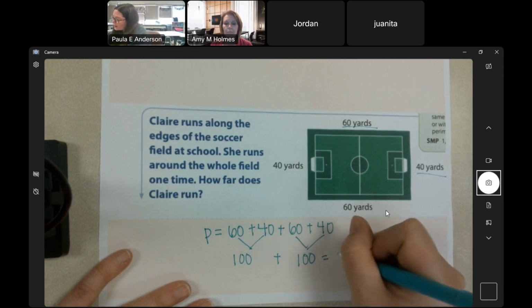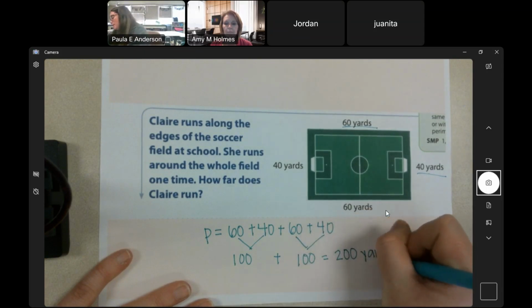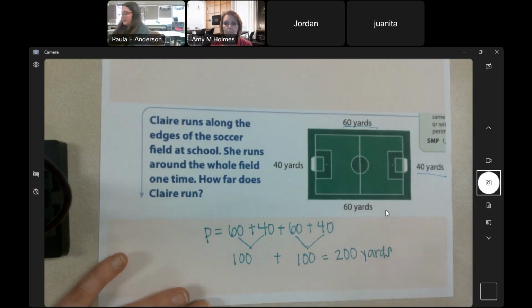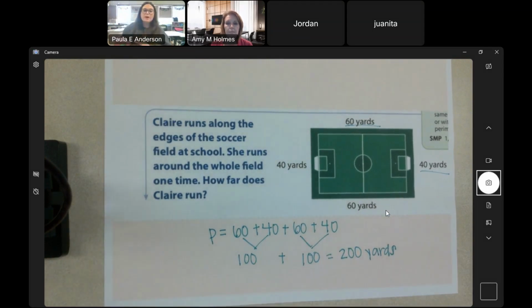And then we know 100 plus 100 is 200. So we have 200 yards. So we know that the perimeter is 200 yards. So this is just an example problem, knowing that, hey, we're around the field. So we're talking about perimeter. We're not multiplying. We're not trying to find the area and multiply. We're trying to find the perimeter, and we're adding. We're around the shape.